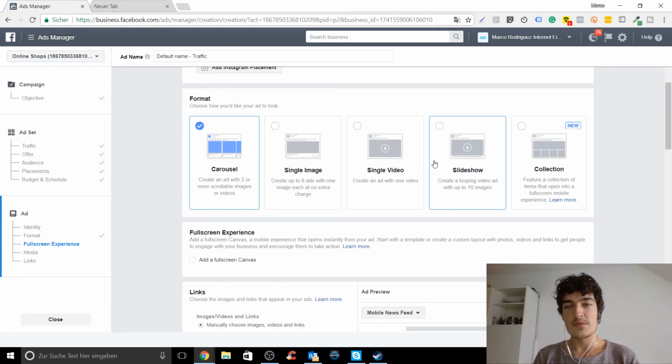So if you have a niche specific store, of course, where you also need to test a lot of different things, then you could, for example, let's say you're selling baby related stuff, so something for babies, clothing, and so on.